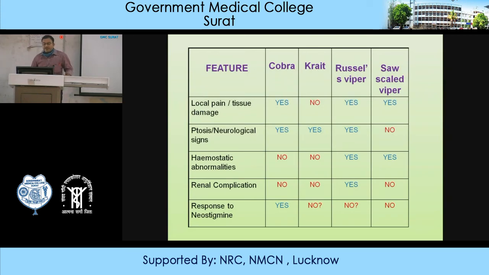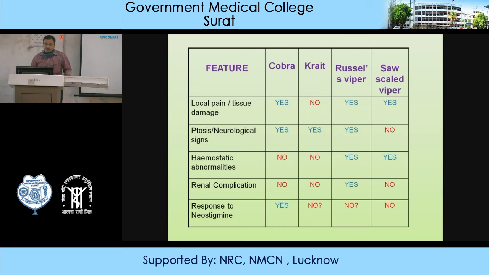Local pain and tissue damage: in Cobra present, in Krait no, in Russell's viper yes, in saw-scaled viper yes. Ptosis, a neurological sign: Cobra, Krait and Russell's viper yes, while in saw-scaled viper no.